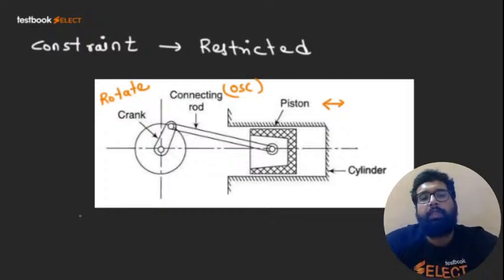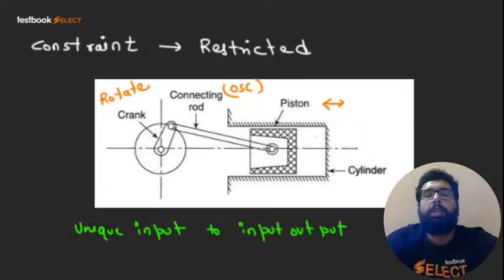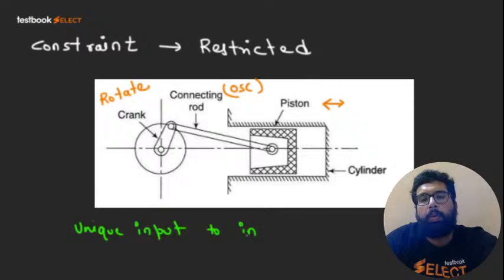How, sir, you are saying? Because always in this we are getting unique input to unique output. How? Because when we give input in the cylinder, when we burn some gas in the cylinder, due to its pressure the piston reciprocates and it makes the crank rotate. So always the reciprocation of the piston changes to the rotation of the crank. So in this whole system, for a unique input, we always get a unique output.